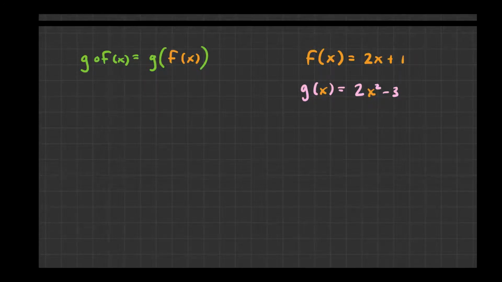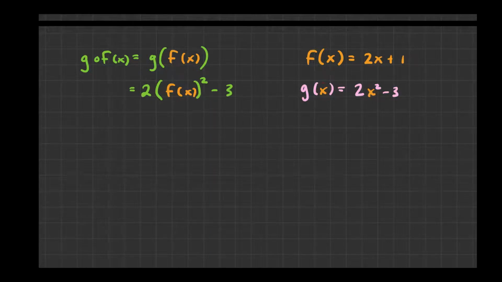So g of x, or sorry, g of f of x is going to be, well, 2 times f of x, squared, minus 3, right? So really what I'm doing is I'm taking my input, multiplying that by 2 and squaring it.